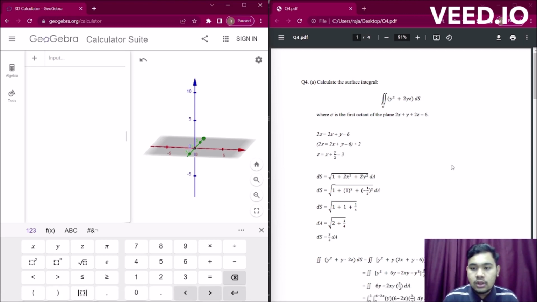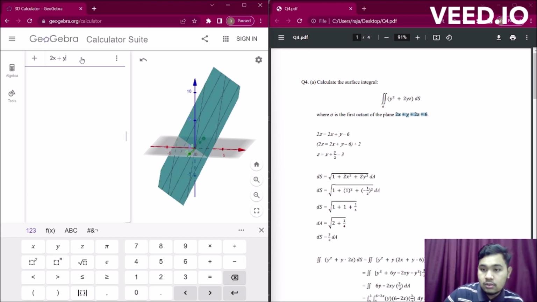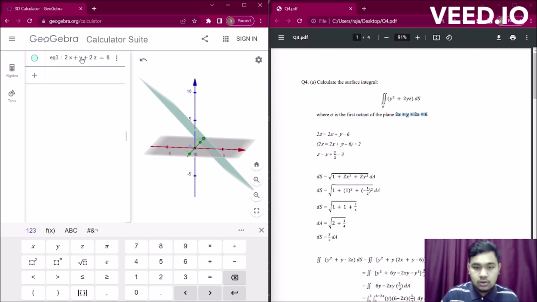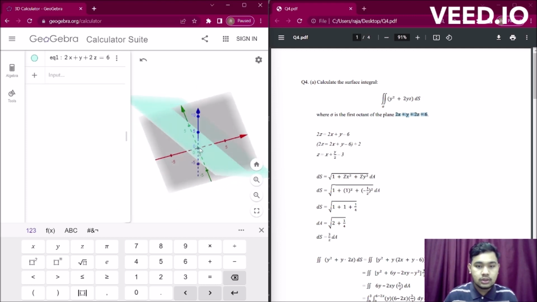Okay, for the 3D graph for this equation, we do this on the GeoGebra 3D calculator. Okay, we type it again, 2x plus y plus 2z equal to 6. Okay, this is the graph, the 3D graph for the equation.